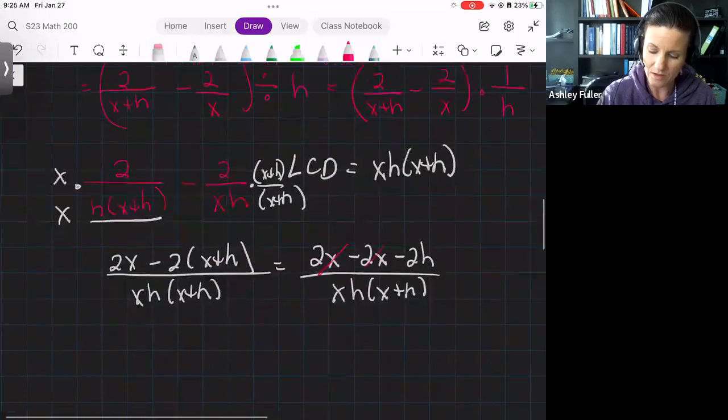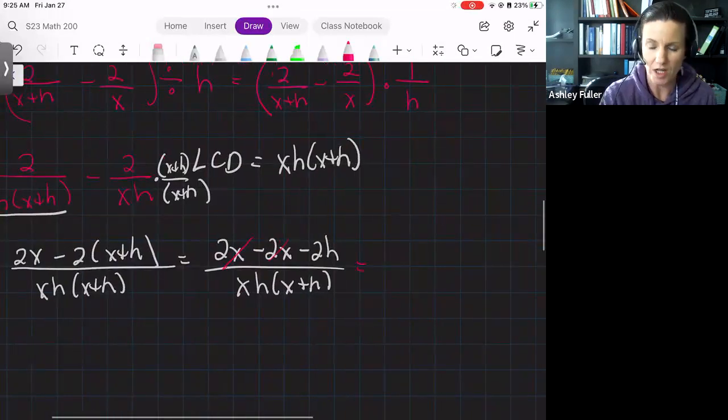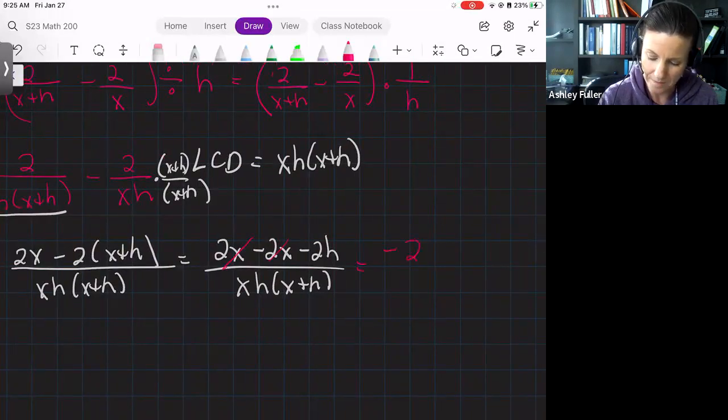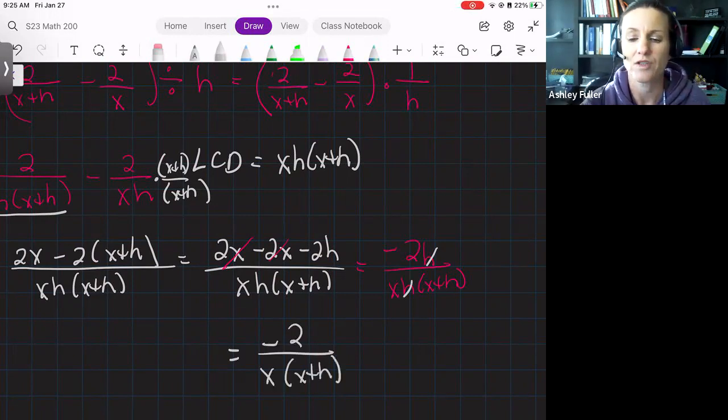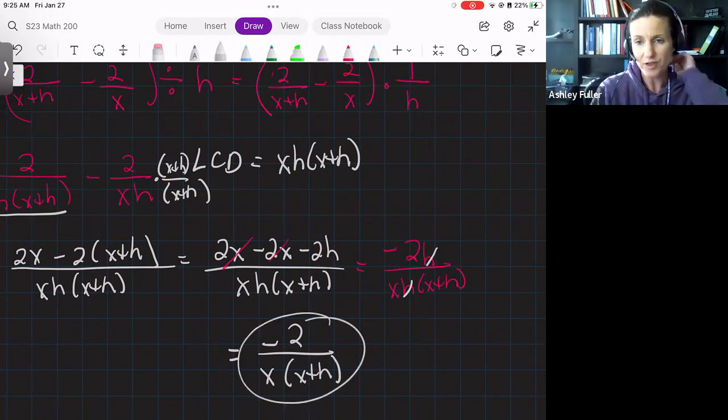Notice these cancel, and our average rate of change is going to be negative 2h over xh times x plus h. But again, we can still factor out that h, and so we can further simplify and get our average rate of change is going to be negative 2 over x times x plus h. And again, this is an average rate of change because we took the change in the y values divided by the change in the x values.